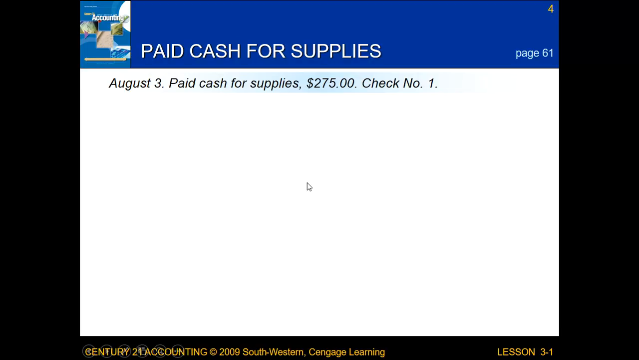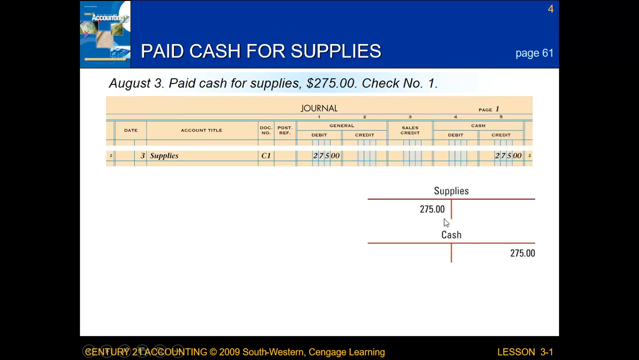On slide 4, we have the next transaction that's typical when you're starting a business, which is paying cash for supplies. We use check number 1 because anytime we pay cash, we use a check. We'll go ahead and write our T account analysis to show us that supplies gets a debit increase, cash gets a credit decrease. My transaction is in balance because I have 1 debit and 1 credit.